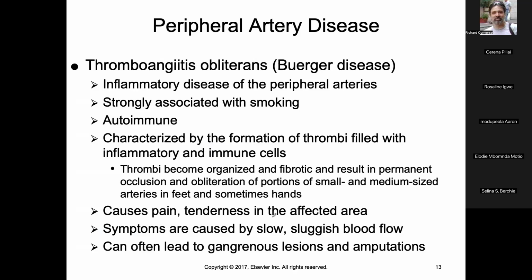Okay. It's associated with smoking. It is thought to be an autoimmune disease. We see thrombi filled with inflammatory and immune cells that become organized and fibrotic, resulting in permanent blockage and obliteration of portions of small and medium-sized arteries in the feet and hands, causing pain and tenderness. Symptoms are caused by slow blood flow, and can often lead to gangrenous lesions and amputations, right? You cut off blood flow, you cut off oxygen and nutrient supply, the tissue can die.